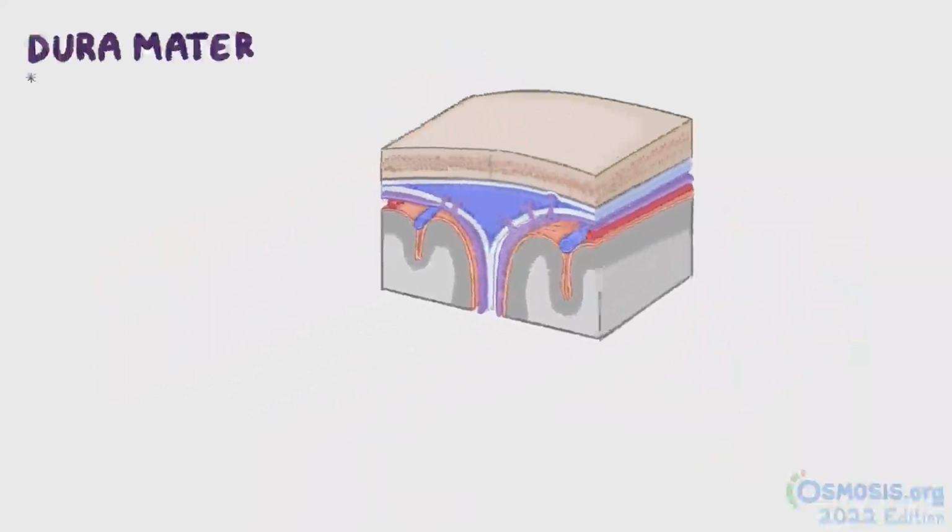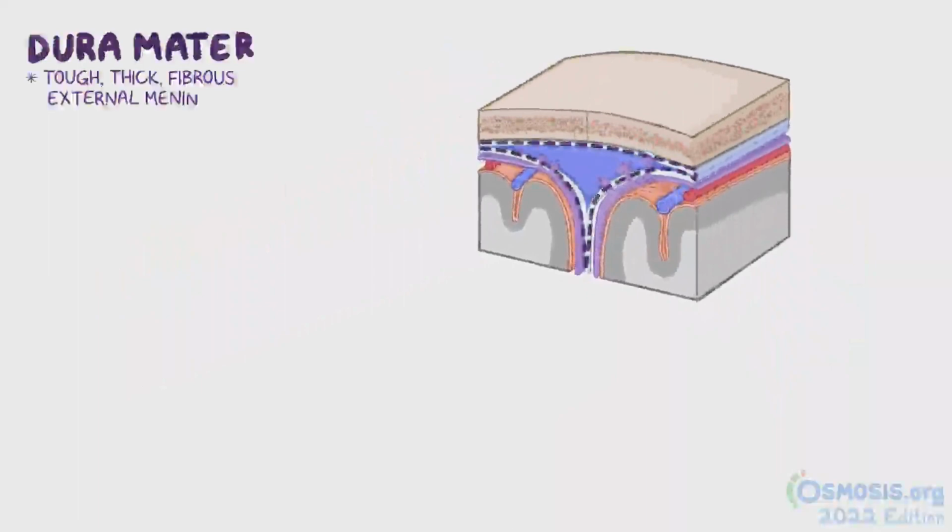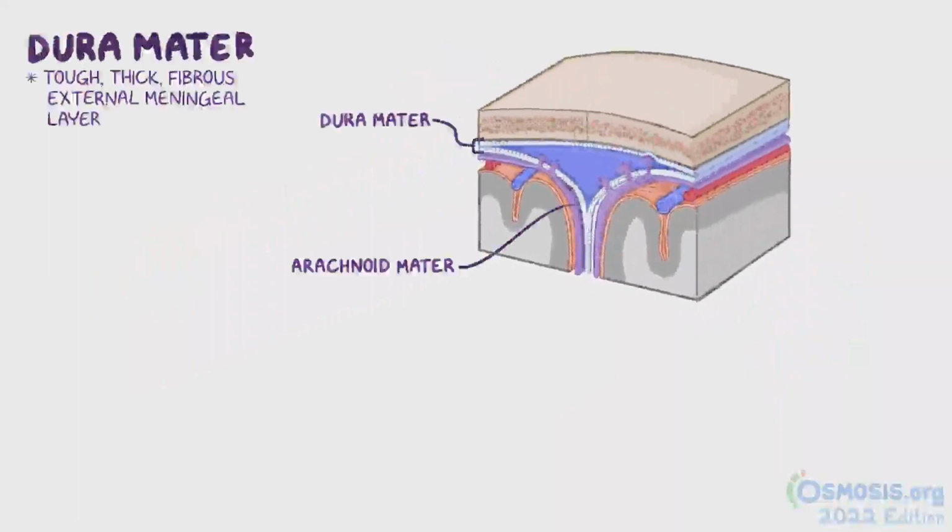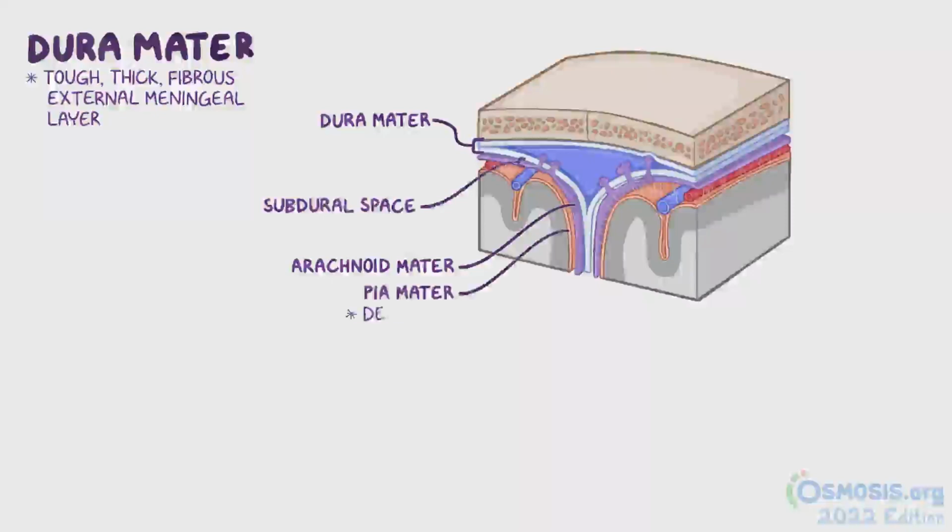The dura mater is a tough, thick, fibrous external meningeal layer. Deep to the dura mater is the arachnoid mater. The dura and arachnoid mater are separated from each other by a potential space called the subdural space. Deep to the arachnoid mater is the pia mater. The pia mater is a delicate vascular layer that is intimately adhered to the brain, covering the gyri and extending along different sulci and fissures. Together, the arachnoid and pia mater are collectively known as the leptomeninges.